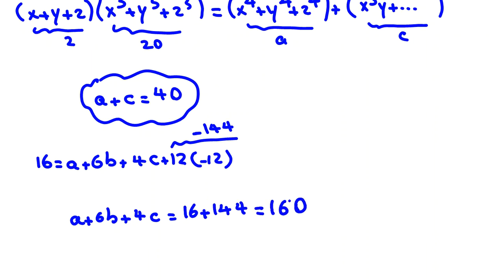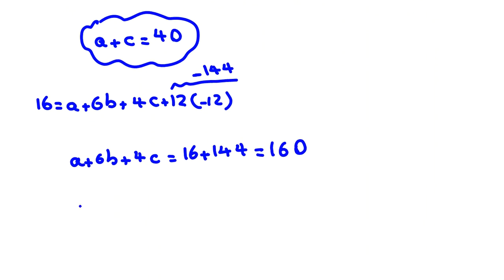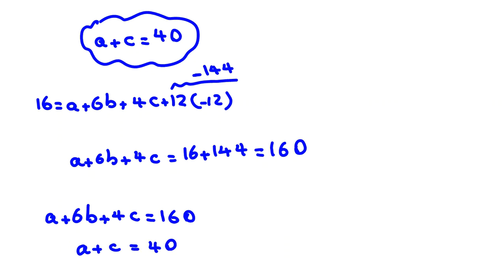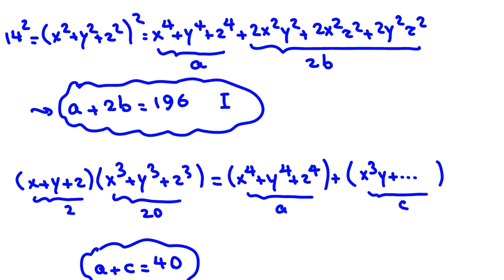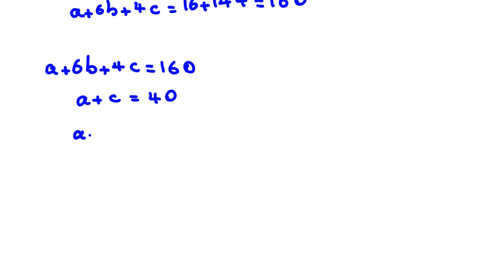It will be 160. So if I write all the equations we have, the first one, A plus 6B plus 4C equal to 160, the second one, A plus C equal to 40, and the third one, A plus 2B is 196. So I want to find A.